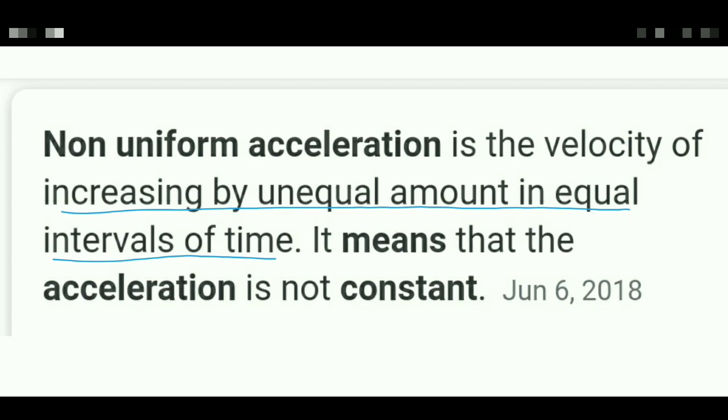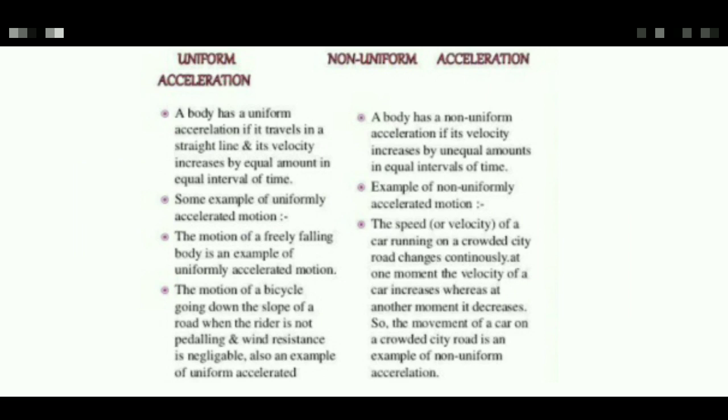Now here I have made a table about uniform and non-uniform acceleration. Differentiate between uniform and non-uniform acceleration. A body has a uniform acceleration if it travels in a straight line and its velocity increases by equal amounts in equal intervals of time. See, uniform acceleration means the body should travel in a straight line.